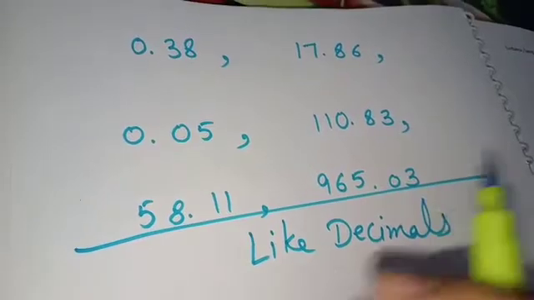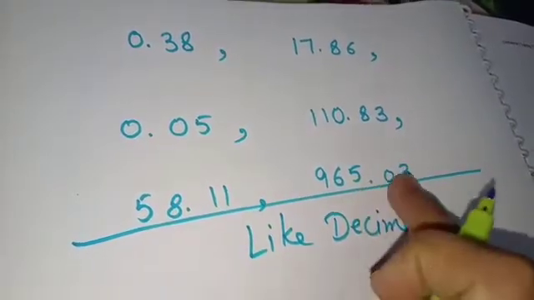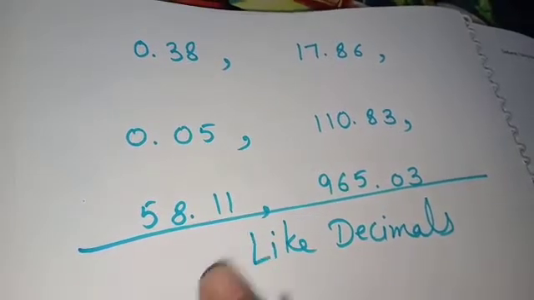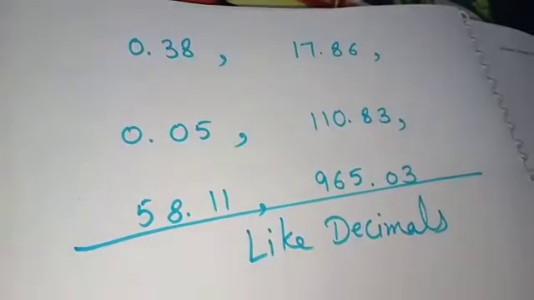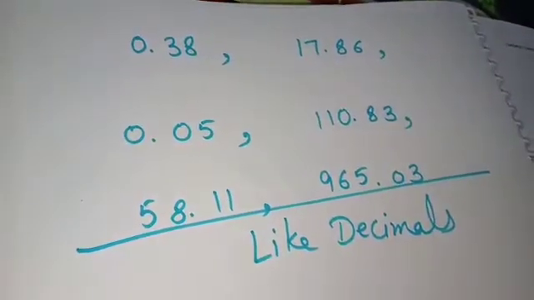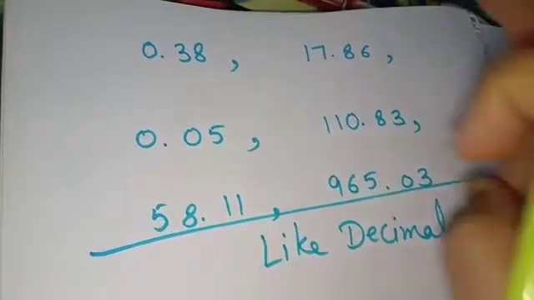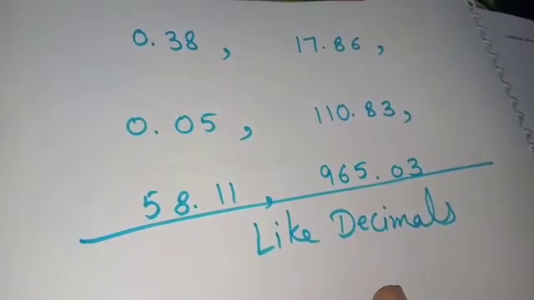When the number of digits after the decimal point is the same, it may be 2, and in all the numbers it should be 2. If it is 1, in all the numbers it should be 1. If it is 3, in all the numbers it should be 3. So these decimals are called like decimals.